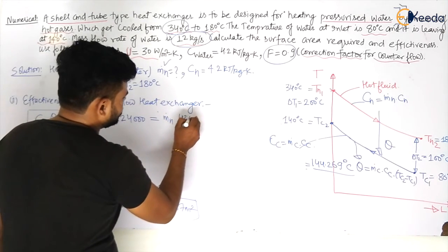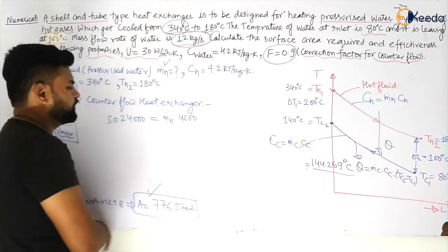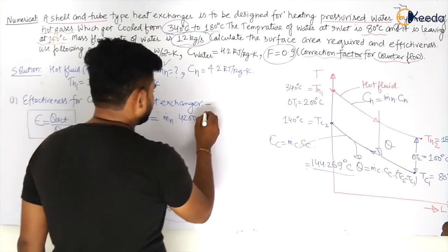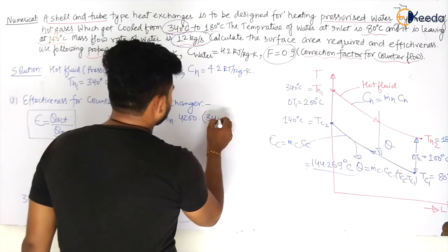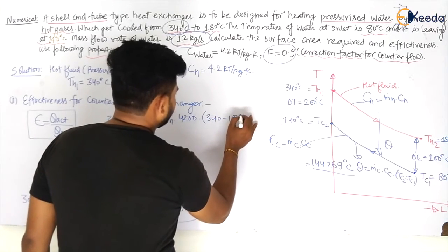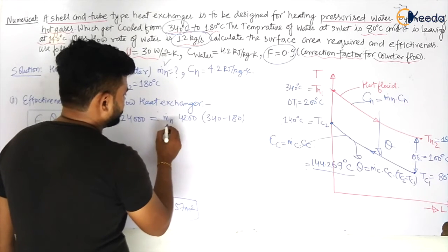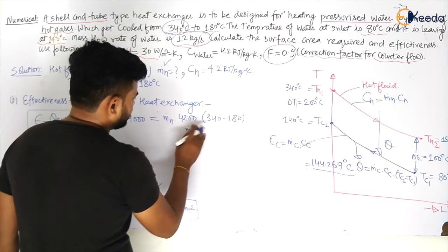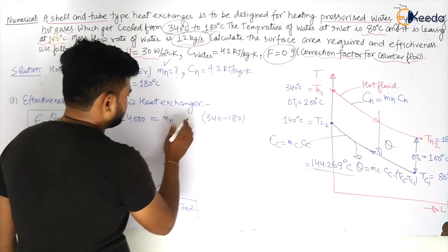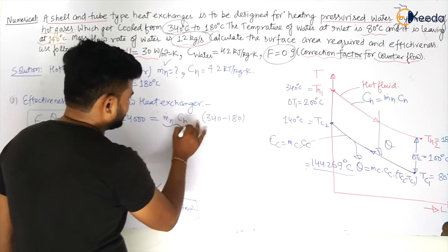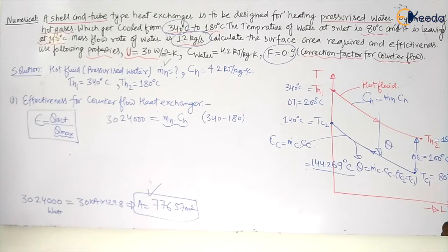What is C dot h? That is 4200, my dear students, multiplied by the temperature change for the hot fluid, that is 340 minus 180 degrees Celsius, my dear students. So can we calculate the m dot h? Yes, we can calculate m dot h, or directly we can have the value. Let us only take this part, m dot h ch. So do we have this value? Yes, we can have this value.